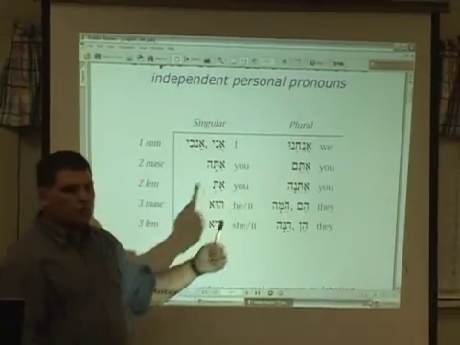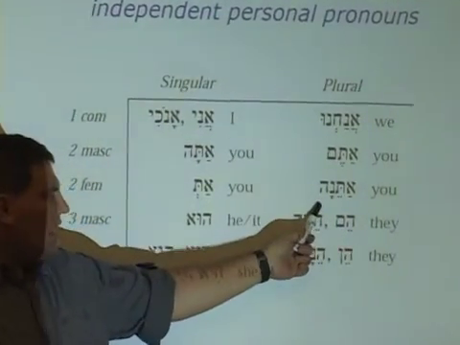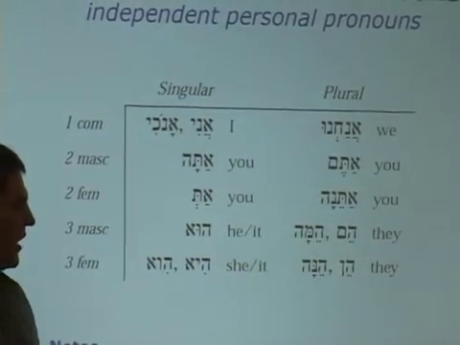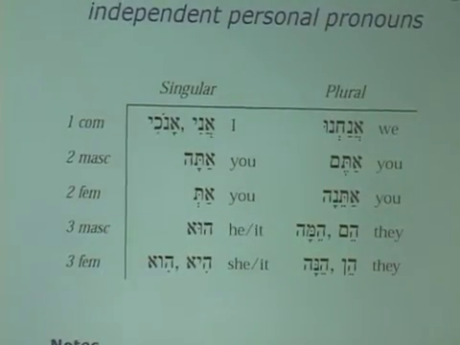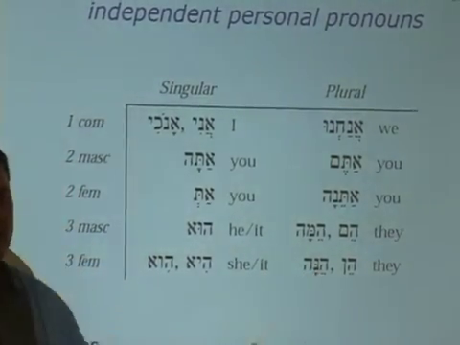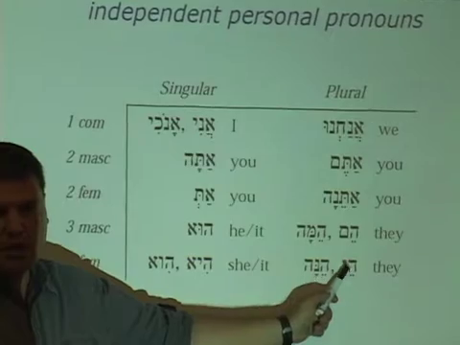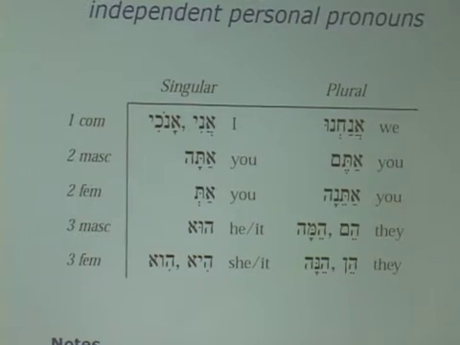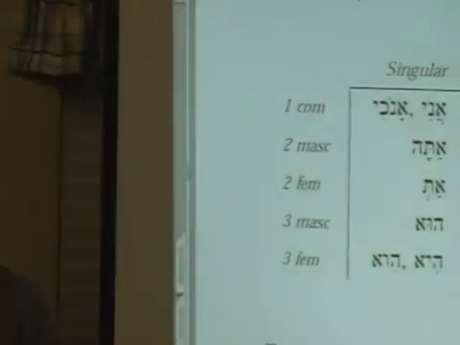Atem would be you, masculine in plural, you, men, and so on. Aten would be you, women. And then hem or hemah for they in masculine form, and hen and henah for they in feminine. The only distinction here is mem and nun between masculine and feminine. Okay, you will have to memorize this chart. It appears in your textbooks. You'll have to memorize it for a quiz. Okay?